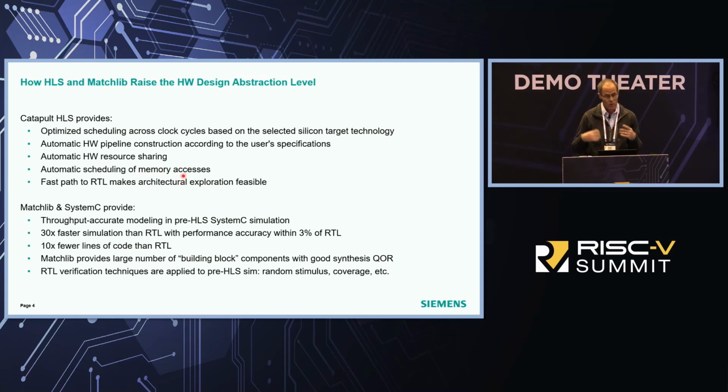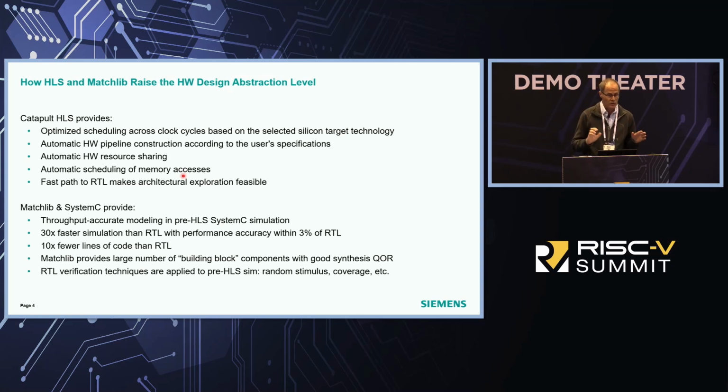Very importantly, because it has a very fast path to RTL implementation, you can very quickly evaluate alternative architectures. This is really a key benefit because with these new machine learning algorithms and techniques, the designers don't always know the optimal architecture. So you need to be able to explore different architectures and find the optimal one.